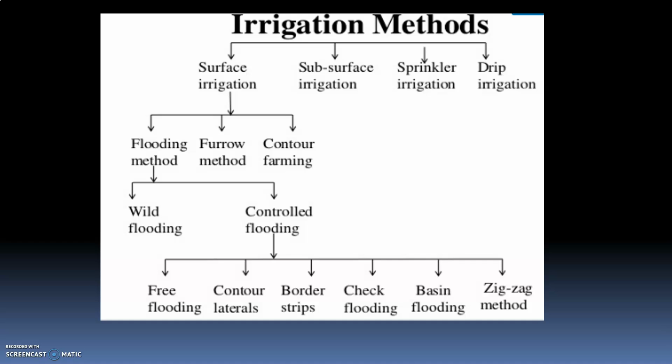The first method is surface irrigation, the second one is subsurface irrigation, the third one is sprinkler irrigation, and the fourth one is drip irrigation. Again, surface irrigation is classified into different types: flooding method, furrow method, and contour farming. Again, in flooding, there are two types: wild flooding and controlled flooding. And again, in controlled flooding, there are different types: free flooding, contour laterals, border strips, check flooding, basin flooding, and zigzag method.